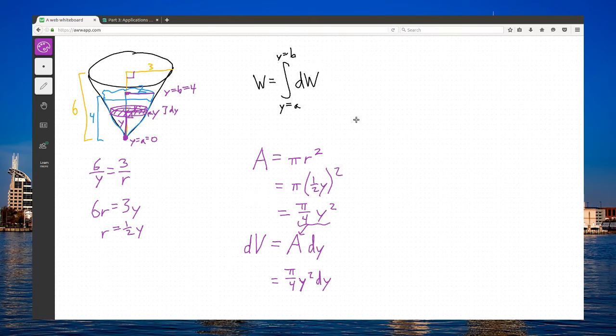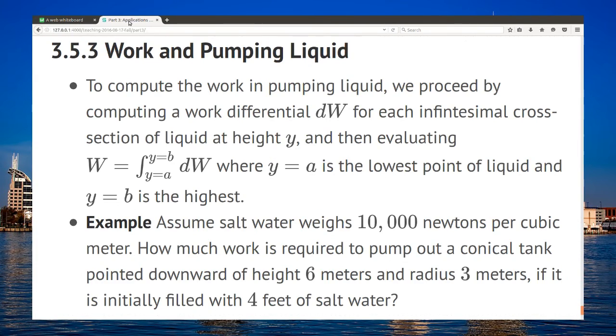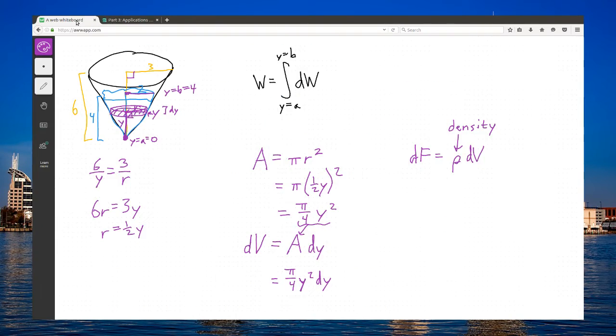Now, to get to the work, I'm going to need first to figure out the force differential. How much force would be required to lift this volume of water up the appropriate distance? And so let's see here. We need to know basically the force here, like all other work problems, is equal to the weight of this slab of water. And so what I'm going to do is take the density, rho, and multiply that by the volume differential. That's the Greek letter rho, and we use that to stand for density. All right, and according to the problem, salt water weighs 10,000 newtons per cubic meter. We are dealing in meters, and so the density would be 10,000 and volume is measured in cubic meters.